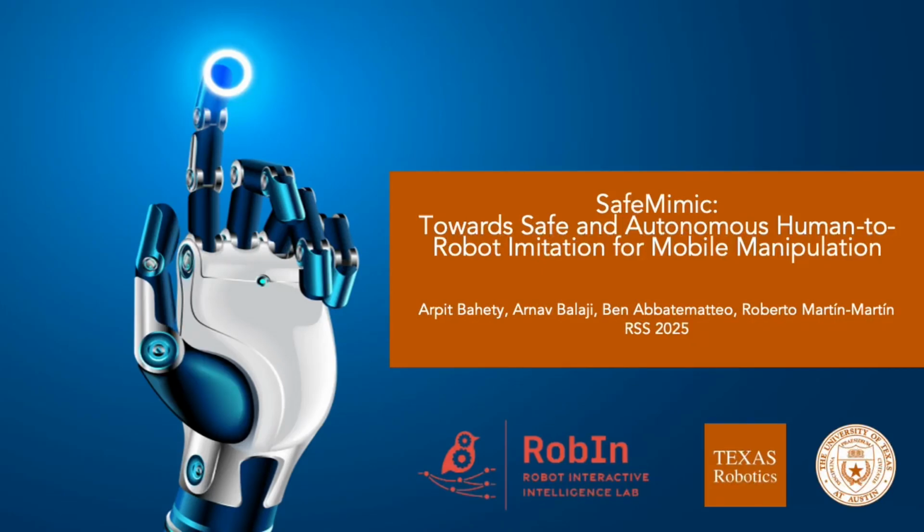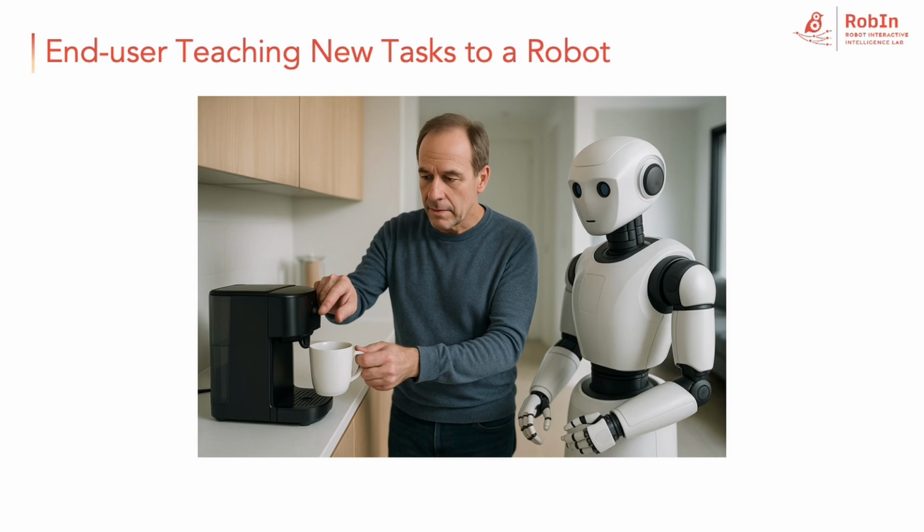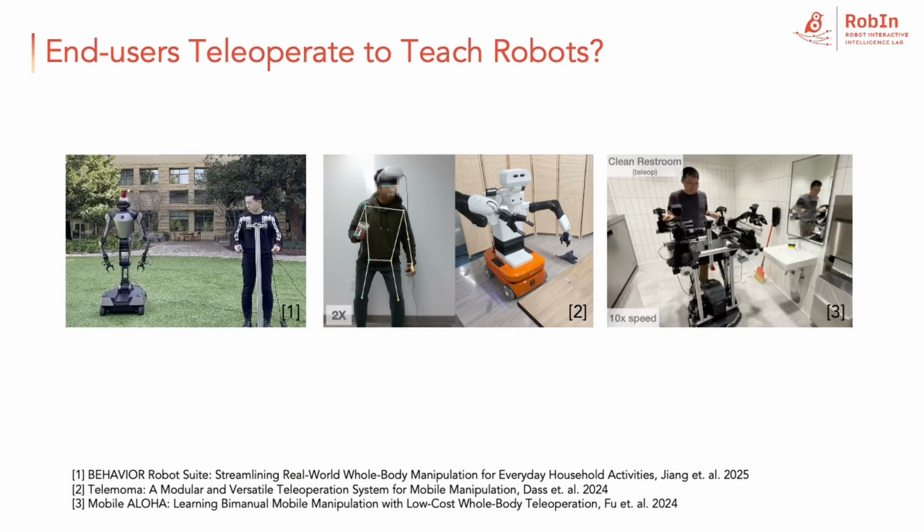Hello, it's my pleasure to present SafeMimic, a method for safe and autonomous human-to-robot imitation for mobile manipulation. Imagine a future where robots are part of our daily lives. Users will want to teach them new tasks just like teaching another person. How can such end users help the robot learn new tasks?